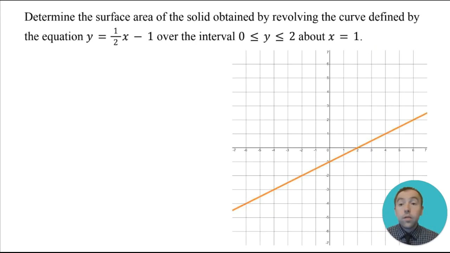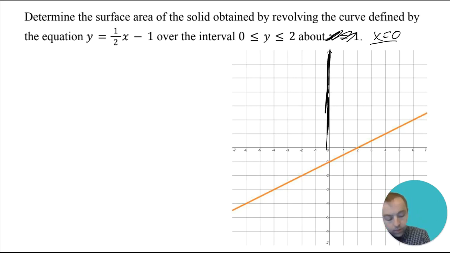In this example, we're asked to determine the surface area of a solid that is obtained by revolving the curve defined by the equation y equals 1/2 x minus 1 over the interval where y is between 0 and 2 about x equals 1. I actually want to change that to x equals 0 to be our axis of revolution. So that means that really we're just going to revolve around the y-axis then. And we're revolving the portion of the curve that's between 0 and 2 on the y-axis.